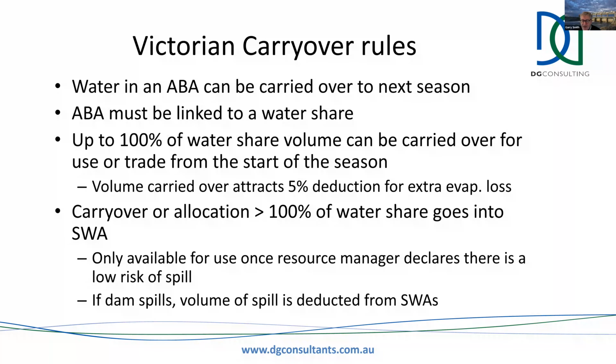And that spillable water account's only available to be accessed and used once the resource manager declares that there's a low risk of spill. And if we don't reach that point, if the dam does spill, the volumes of those spills are deducted from spillable water accounts, hence their name. So really what that means is that, in effect, you've used the notional bucket that's the size of your water entitlement. And so any water above that is really borrowing available airspace that would normally be used to store water for other entitlement holders. So you're able to use that while it's empty and put spillable water into it. But as new inflows occur and that airspace is filled, the spillable water account's water can spill out of the dam to make way for those new inflows that are allocated to all entitlement holders.